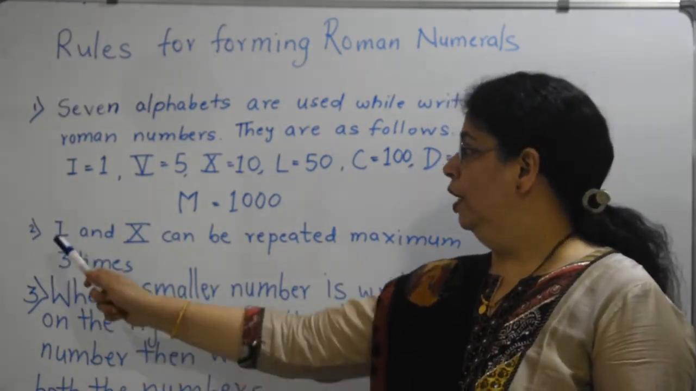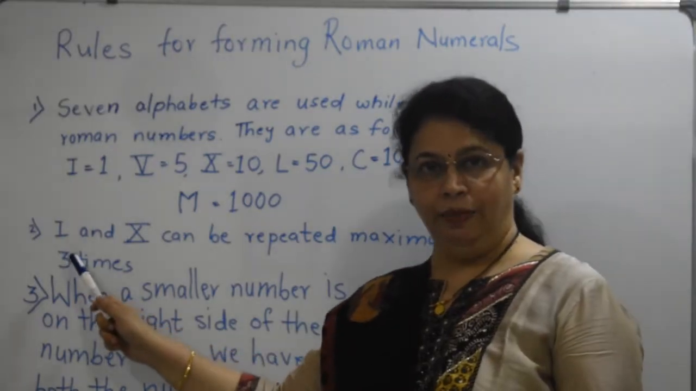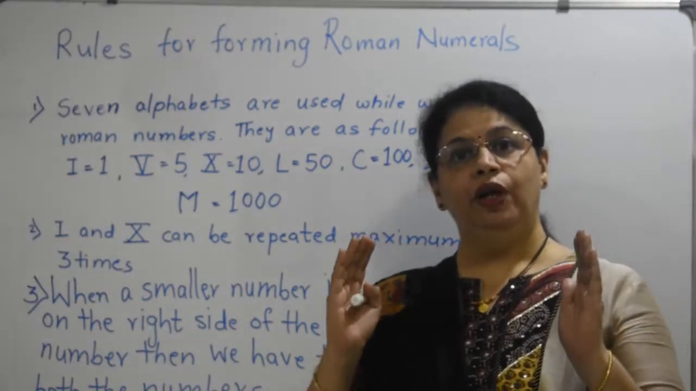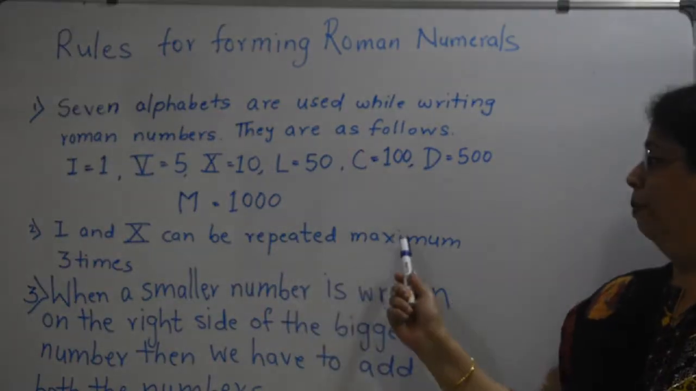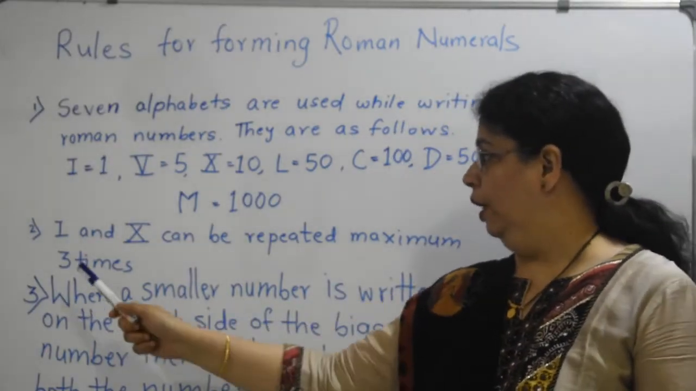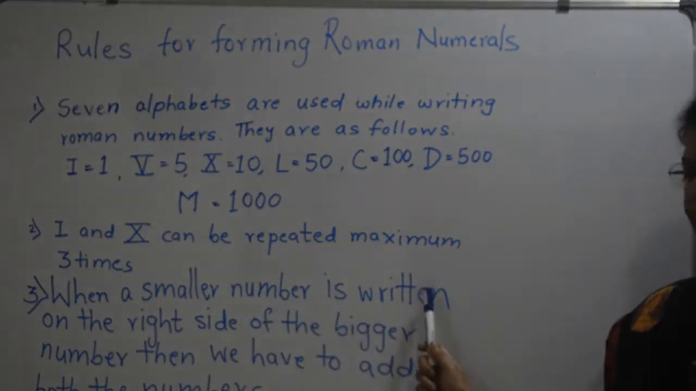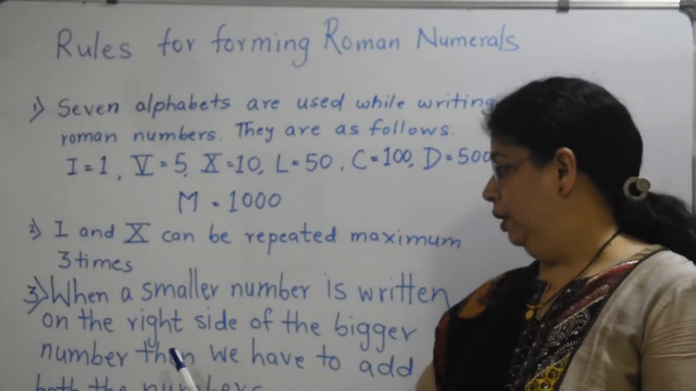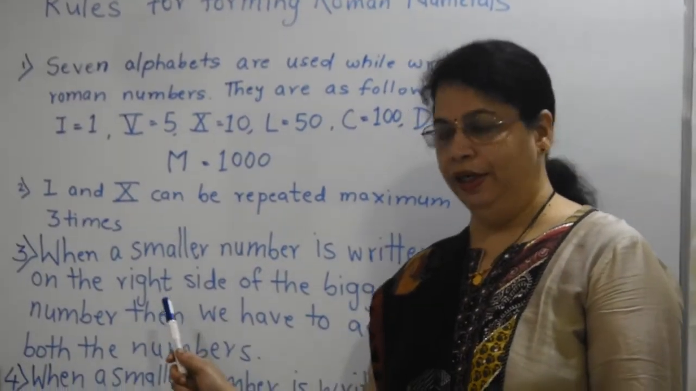Rule number 2. I and X can be repeated maximum 3 times. Now this rule I am giving you taking into consideration the difficulty level of 5th standard. Okay? I and X can be repeated maximum 3 times. It cannot be repeated more than 3 times. Okay? Third one. This is a very important rule, 3 and 4. When a smaller number is written on the right side of the bigger number, then we have to add both the numbers. I will explain with the help of examples later on.